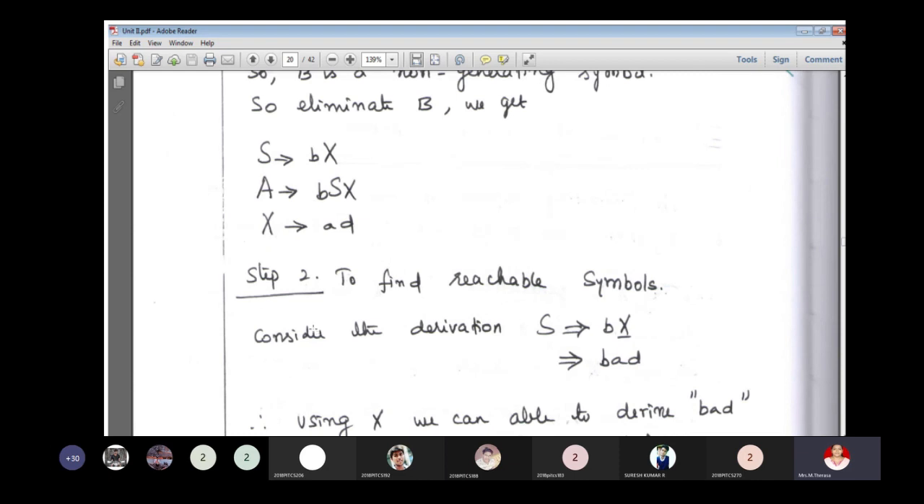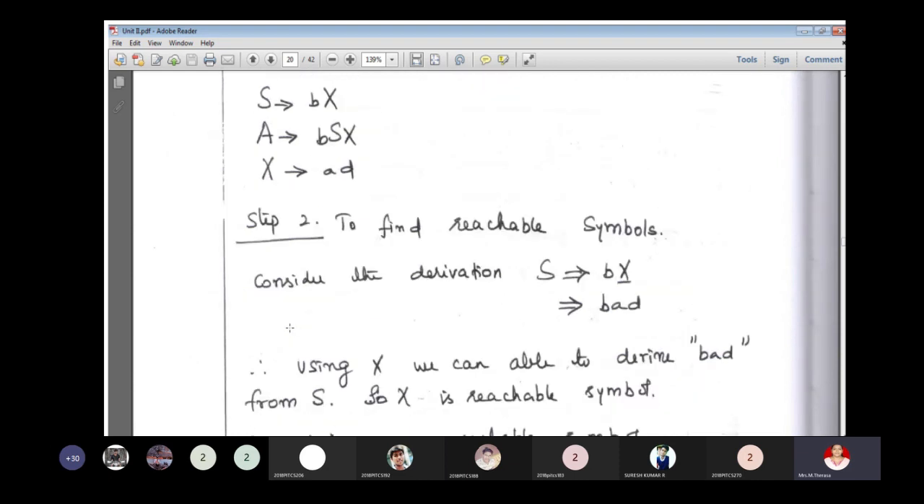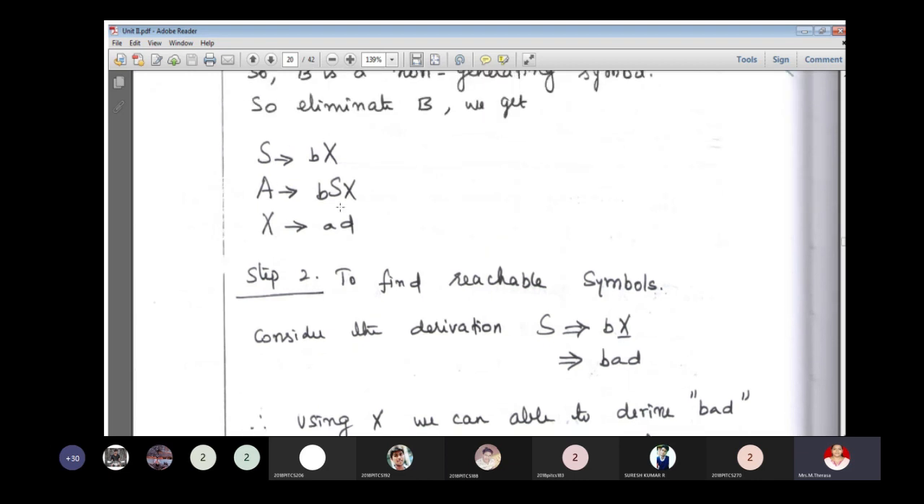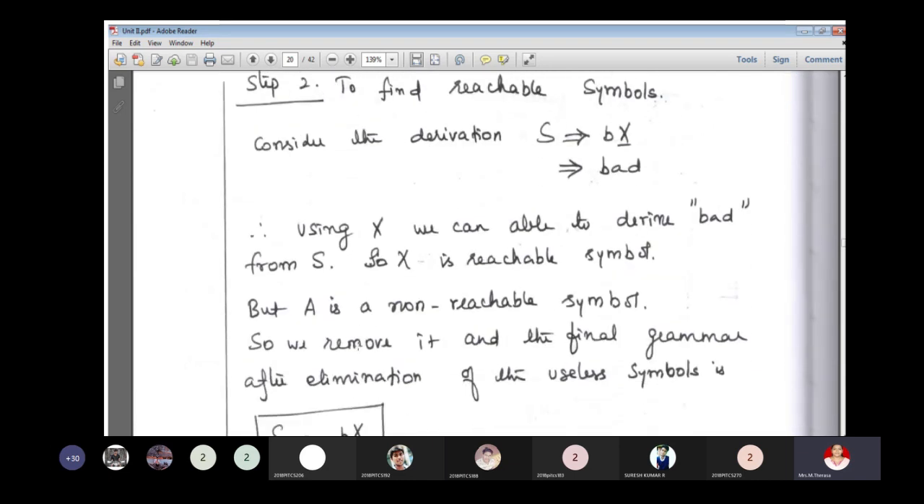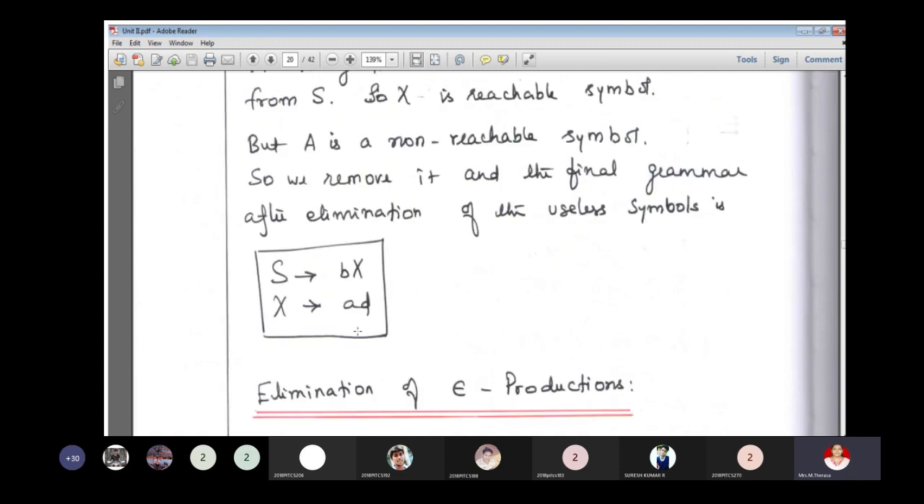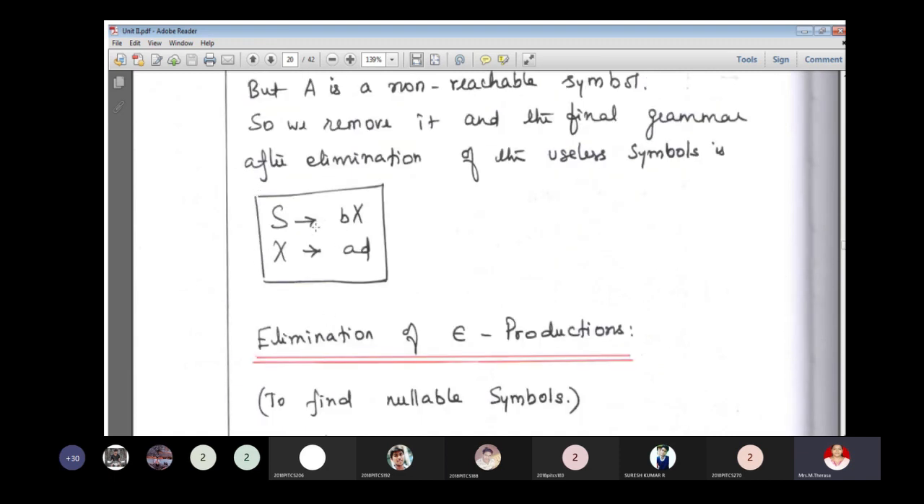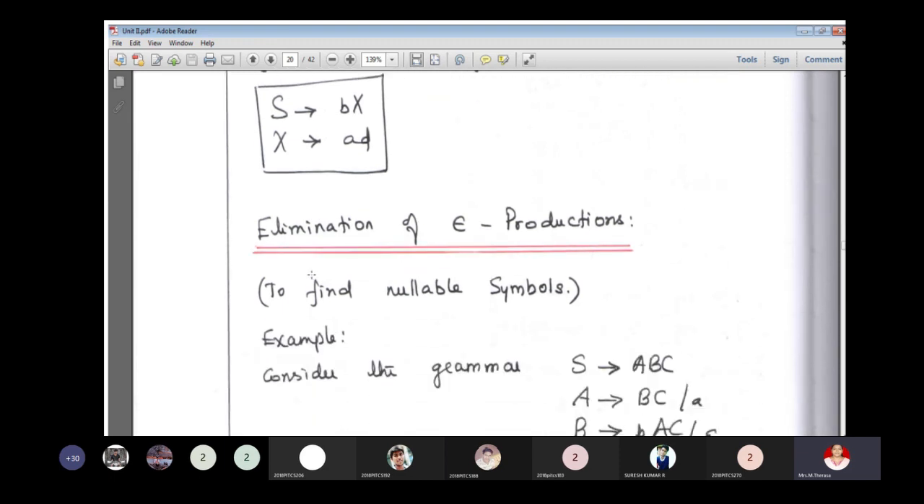to AD. Next, what do you have to do? You have to find out the non-reachable symbols. So X is reachable, but not S, and not A. A is not reachable from S. So what can you do? You can eliminate A. At last, you have the usual production rules as S tends to BX and X tends to AD.